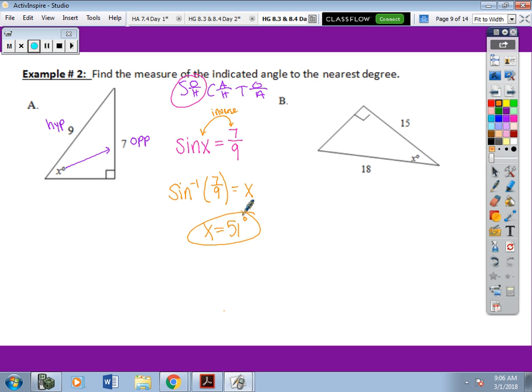Label your sides for letter 2B. What would 15 be? Adjacent, hypotenuse, opposite? Marquise? Adjacent. 18 would be my hypotenuse. So we should be choosing, in this case, A and H, cosine. So cosine of x equals 15 over 18. Again, we have to switch these. Eventually, you will have problems mixed up, where you will sometimes use regular sine and sometimes you'll use inverse sine. So a lot of students struggle to know, when do I use inverse sine, and that's when x is the angle.